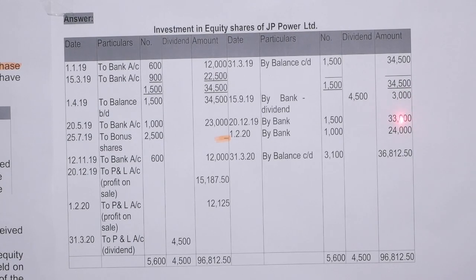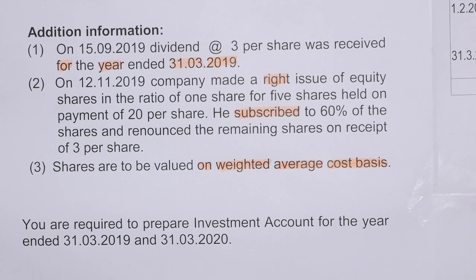In the current year, Mr. Vijay purchased 1000 share at the rate 23 per share. So 1000 share into dividend 3 per share. So 1000 into 3 is equal to 3000. It has been considered that no dividend was received on bonus share.